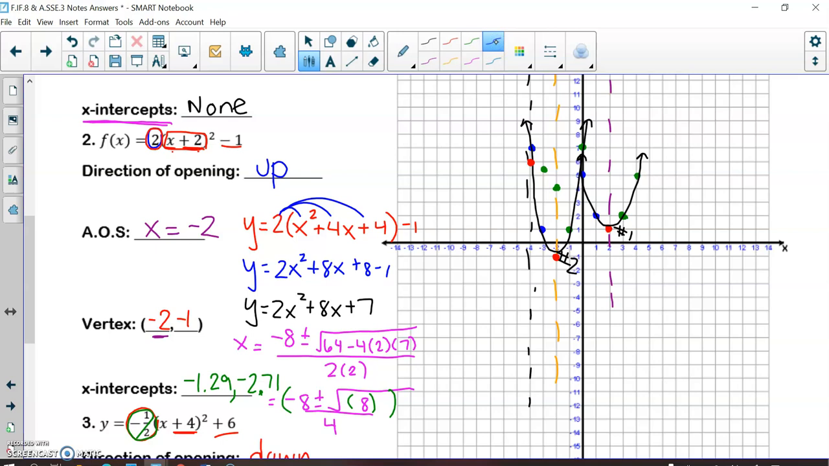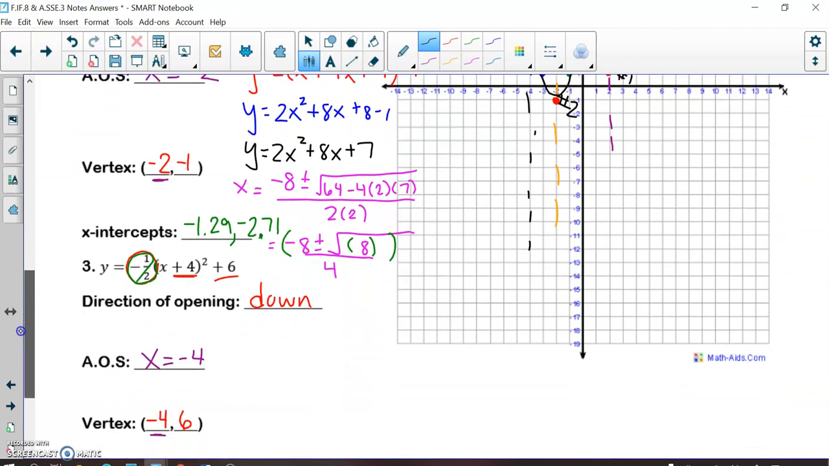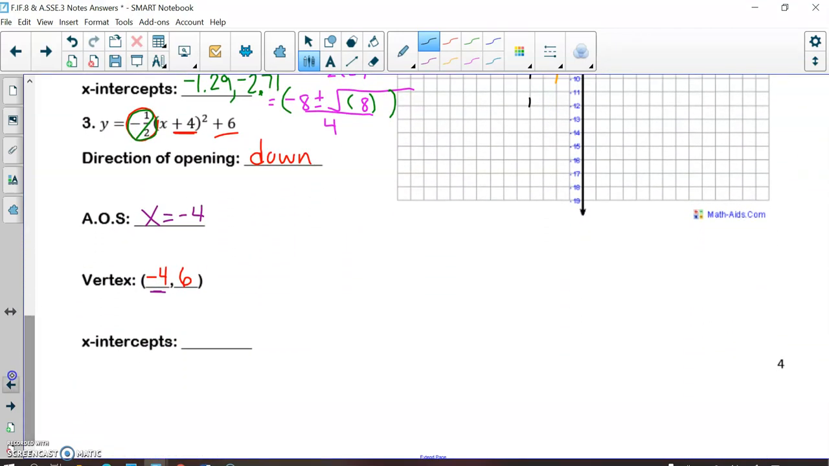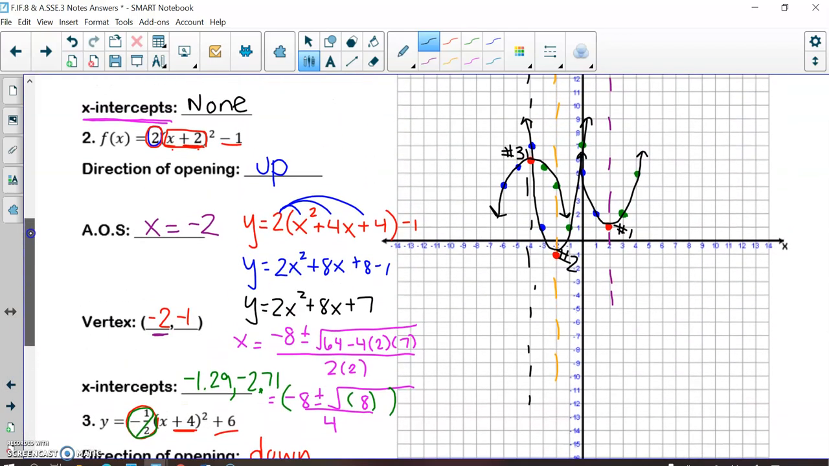So now I'm going to reflect those points over my axis of symmetry, which is that black dotted line. And this is what my parabola looks like. And I'm going to mark this as number 3, so I label my graphs here. All right, now looking at the x-intercepts, this will have an x-intercept eventually.